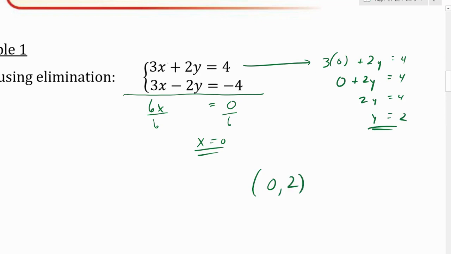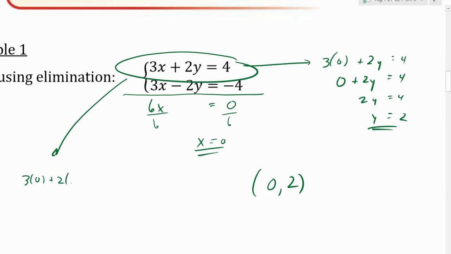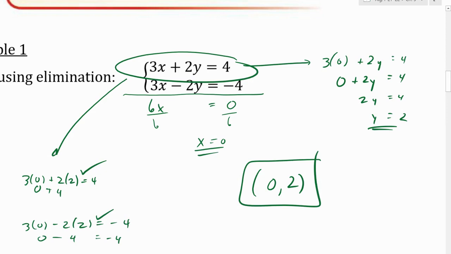And check it. Come right there. 3 times what I said 0 is, plus 2 times what I said y was. Does it equal 4? It sure does, because that's 0 plus 4. 3 times 0 minus 2 times y, does it equal negative 4? It sure does. That's my solution. So this is handy when substitution is going to create fractions.